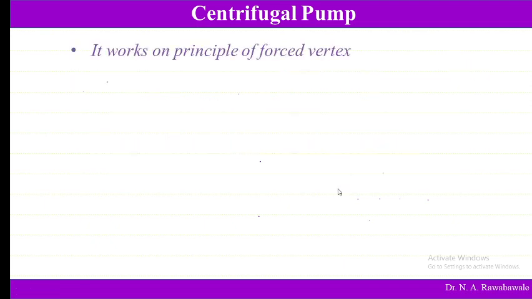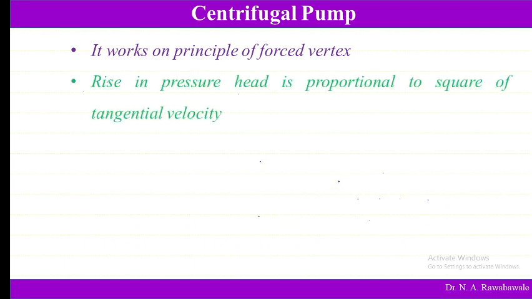Now the centrifugal pump works on the forced vortex principle. So what is this forced vortex? Forced vortex means that when a certain mass of liquid is rotated by an external torque, a rise in pressure head of the rotating liquid takes place. This rise in pressure head is the aim of the centrifugal pump, which converts mechanical energy into rise in pressure head. The rise in pressure head is directly proportional to the square of the tangential velocity.